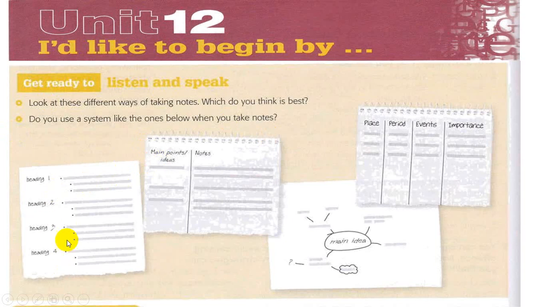We are taking notes in a sequence. In the second picture, we list the main ideas, and then we list on the other side of the page the notes concerning these main ideas. In picture 3, we have the main idea and the consequences of this main idea, let us say the situations that can follow. Picture number 4, we have a place, period, events, importance. So which one of these note styles do you prefer, or do you use mostly?